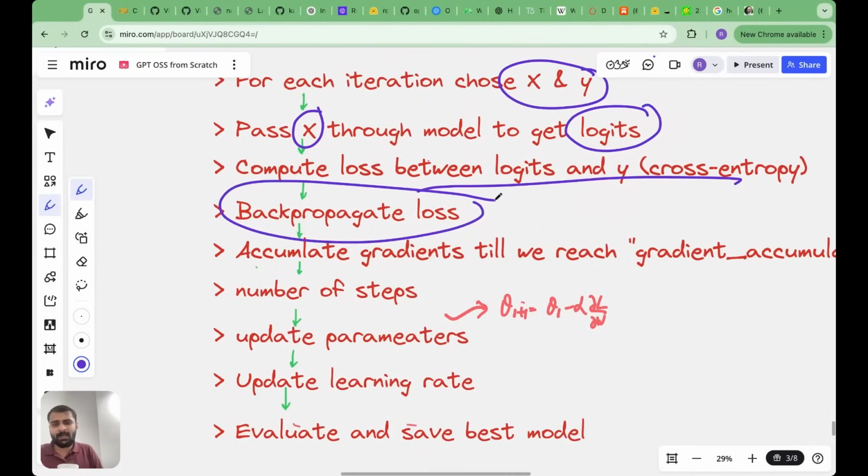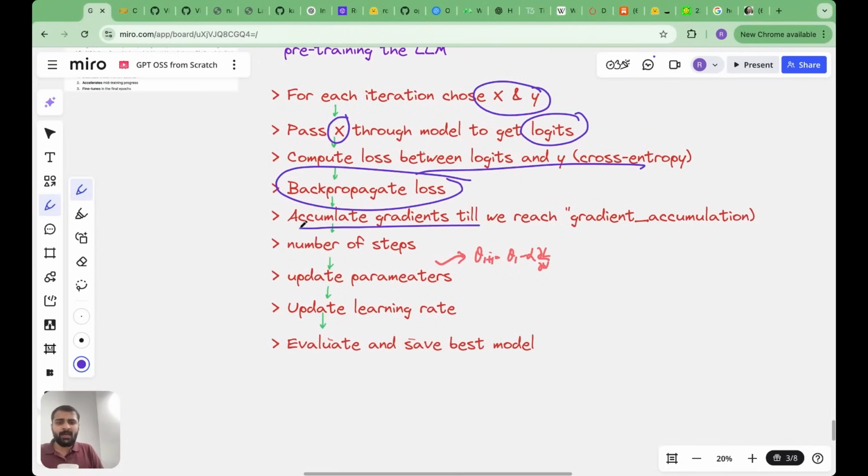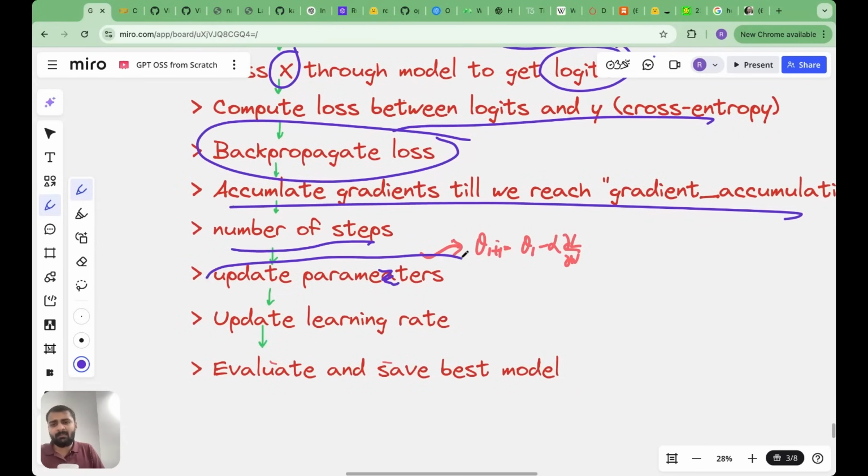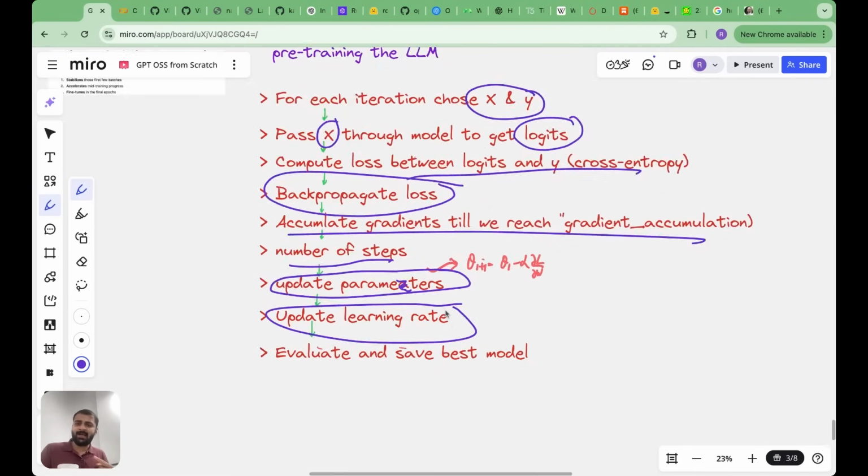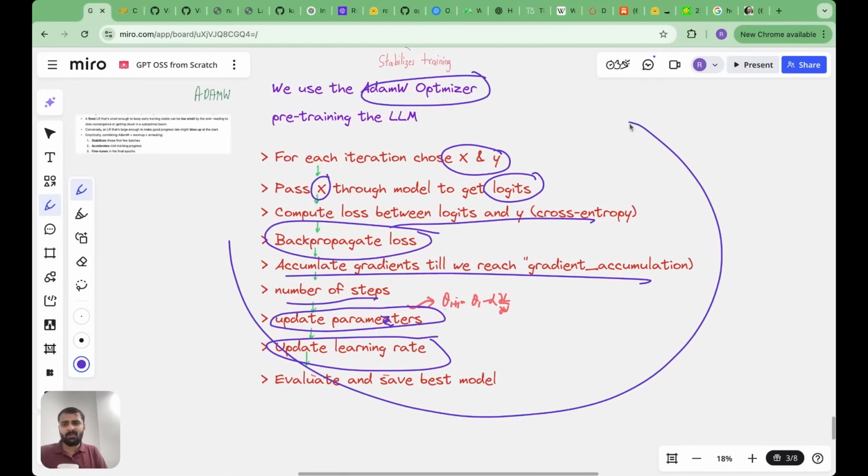We'll back propagate the loss. We'll accumulate gradients till we reach the gradient accumulation number of steps. Then we'll update the parameters. And remember, since we are using a dynamic learning rate, after each batch is processed, we'll update the learning rate as well. This whole thing will continue in a loop. That's my pre-training loop right now.